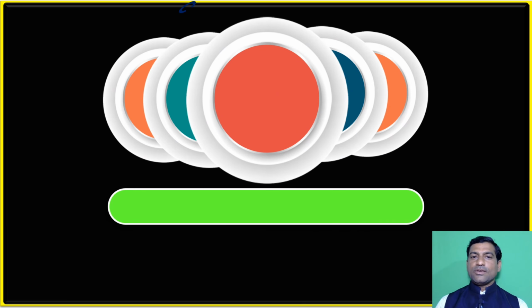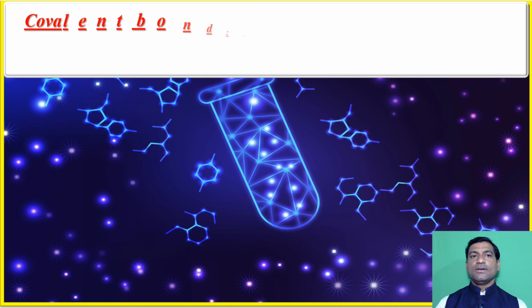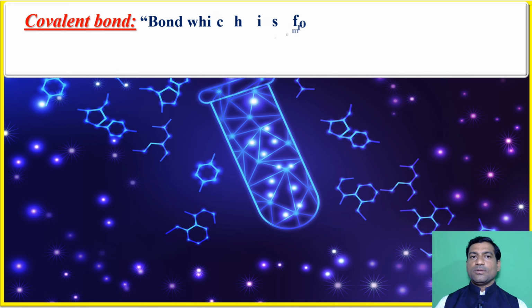We have to study the covalent bond: the types of covalent bond, the characteristics of covalent compounds and the examples of covalent compounds. These points we have to study here now. Next, what is the covalent bond?